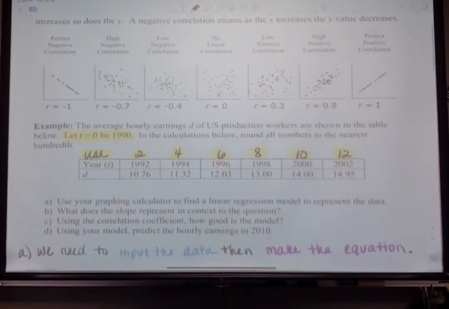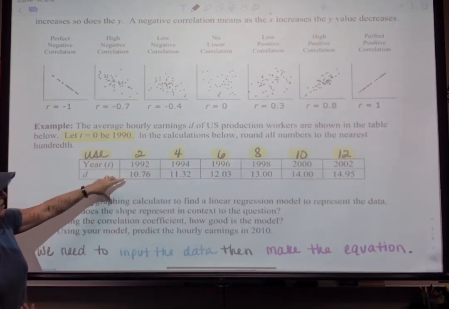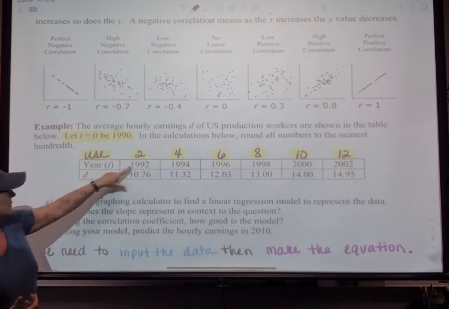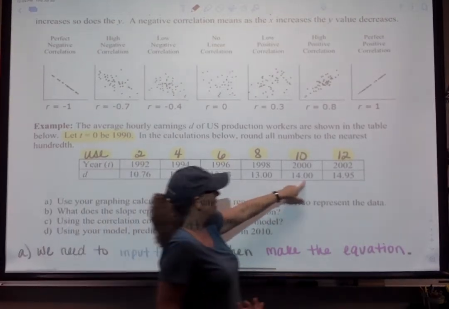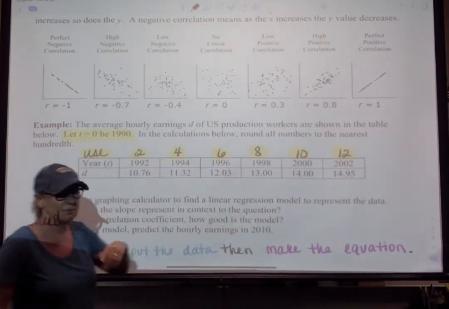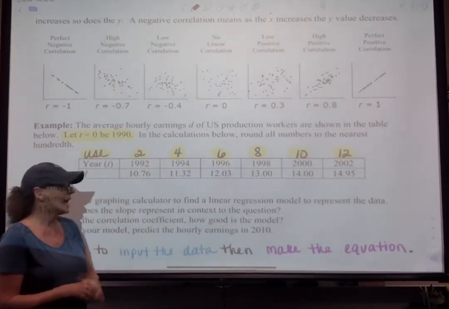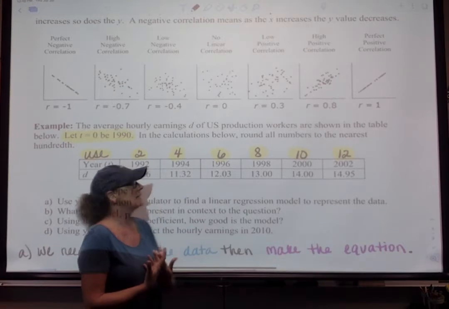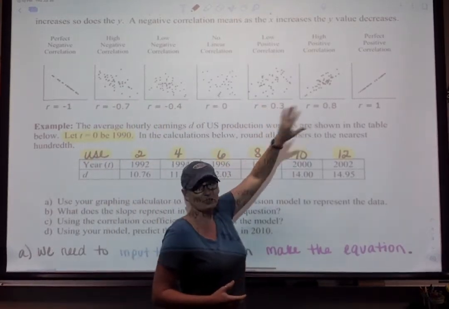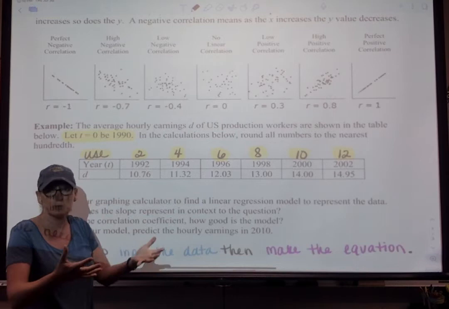All right, on our first example, apparently somebody did a study from 1992 to 2002 on hourly earnings for production workers in the United States. In 1992, the average hourly rate was $10.76, and in the year 2002 it was $14.95. What I'm going to show you is how to input this data into your graphing calculator, and then let your calculator interpret that information and tell us how close of a line it would come to.